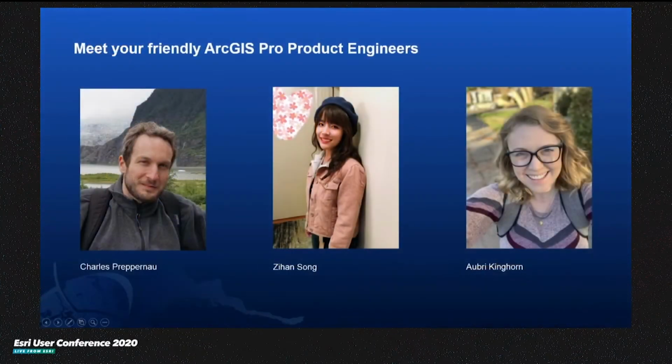My name is Charles Preprenant, and I'm a product engineer for ArcGIS Pro, as are my colleagues Zihan and Abri. As product engineers, we help design and test the features that go into ArcGIS Pro. Zihan and I largely focus on symbology, and Abri focuses on layouts.